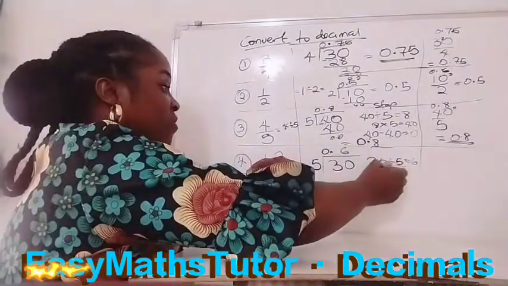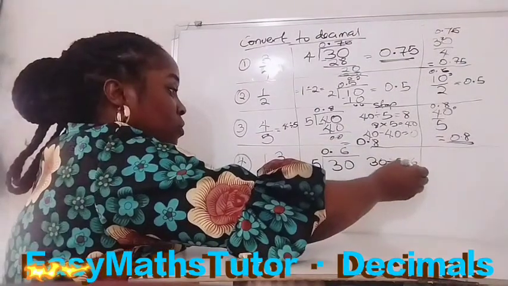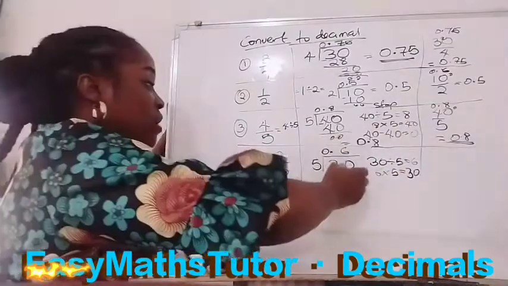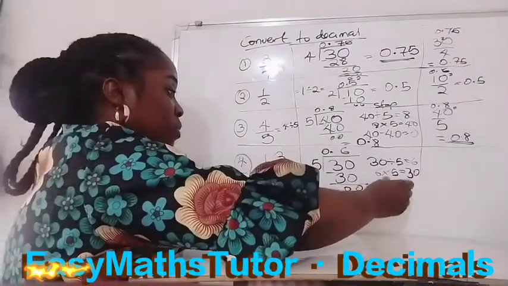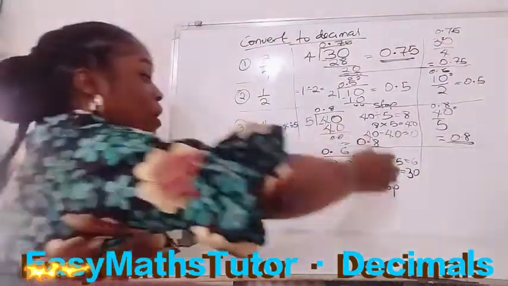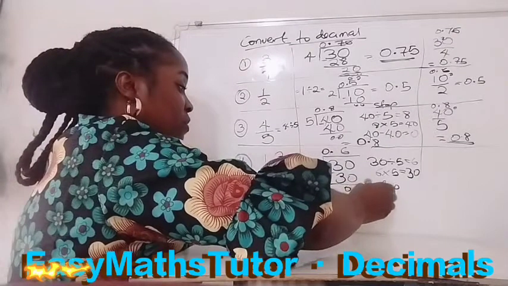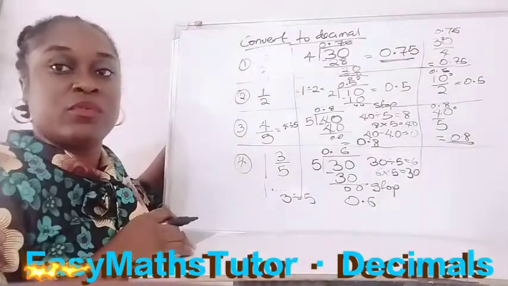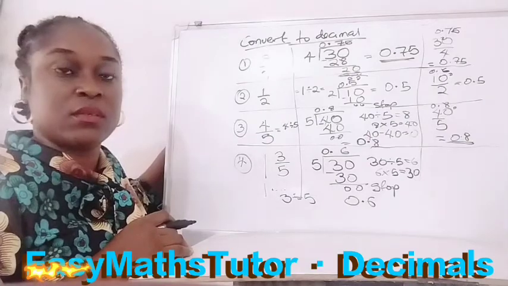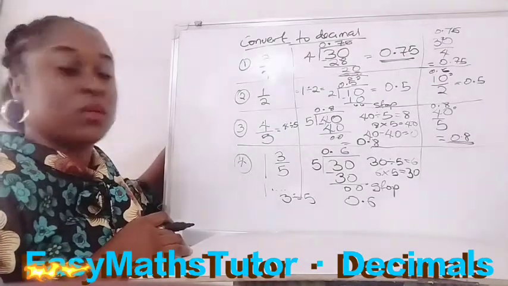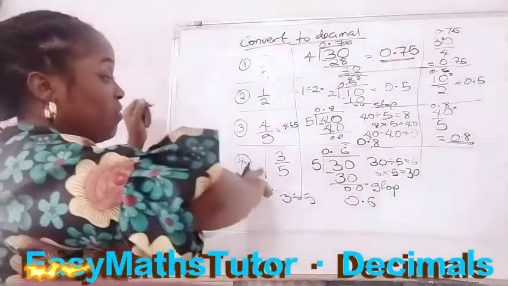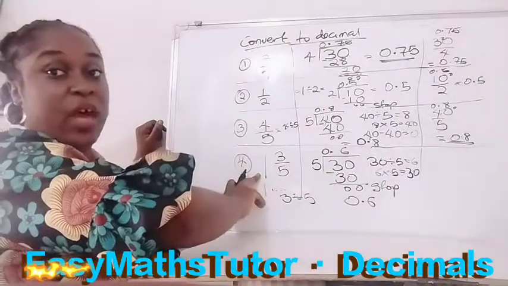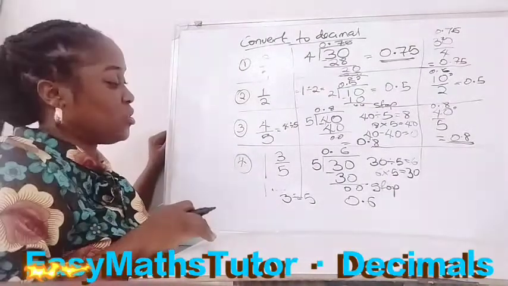6 times 5 also will give us 30. So we'll write our 30 down here and we'll subtract. Since there is no remainder, we will stop here. So our answer is 0.6.